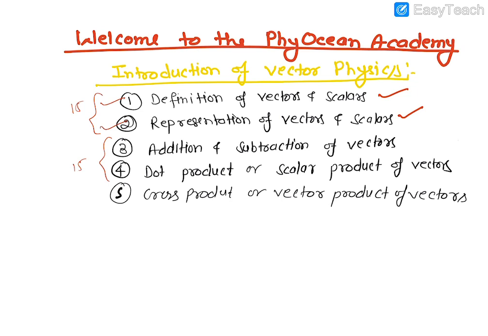So we are learning introduction of vector physics. In part 1 we learned the definition of vectors and scalars as well as the representation of vectors and scalars. Today we will learn three things, mostly addition and subtraction of vectors, then the dot product or scalar product of vectors, and then the cross product or vector product of vectors.